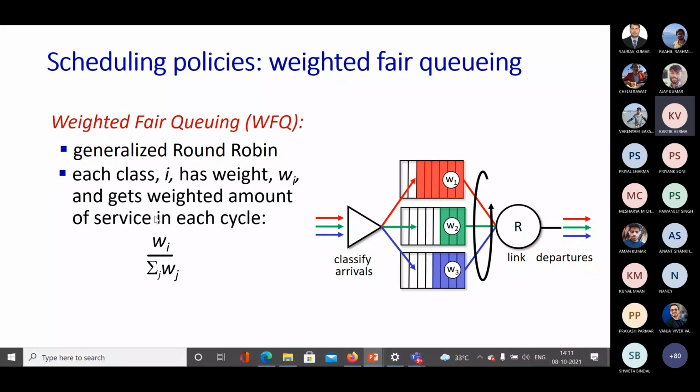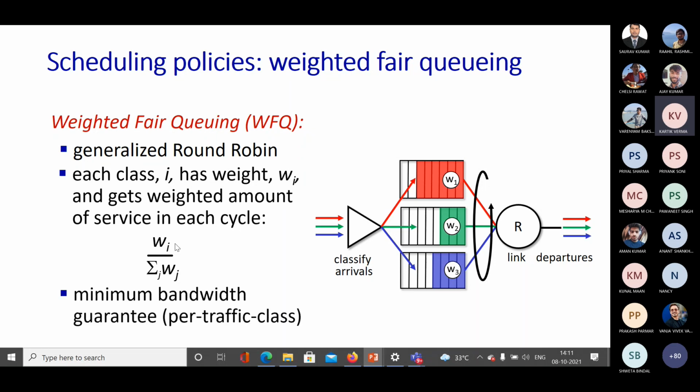Okay, so each class i has weight Wi and gets a weighted amount of service in each cycle. Okay, that is given by this normalized weight. Now for each one of the classes, you have a minimum bandwidth guarantee. Now depending upon this value and the available bandwidth at the server, this link capacity, the capacity that it can provide, and the normalized weight, depending upon these two factors, the service of each one of these classes is done by the server.